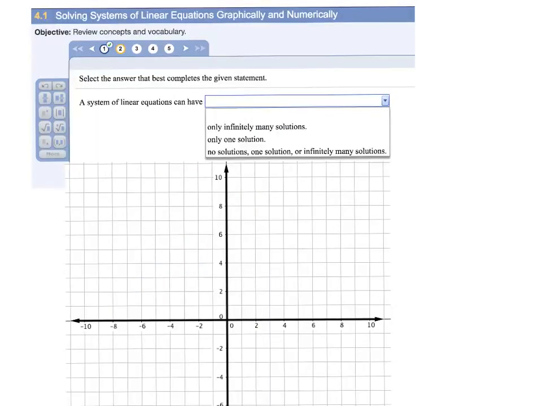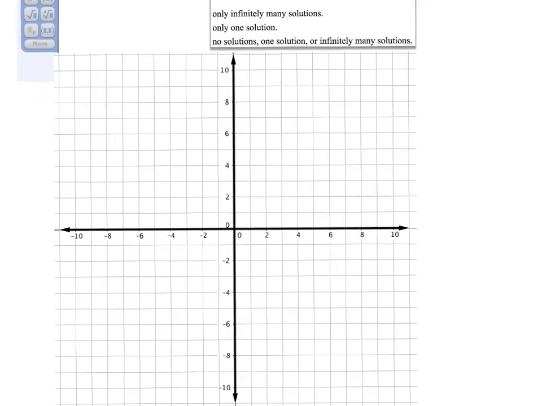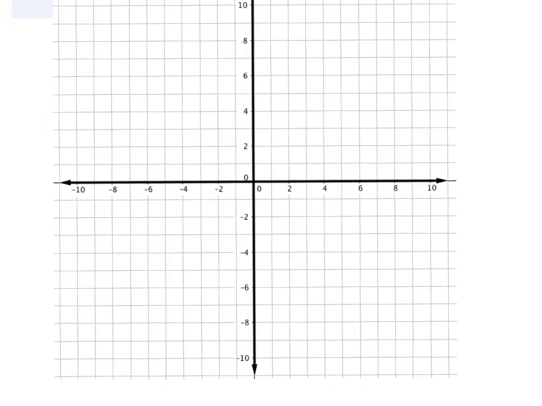But here's the cool thing. Those two lines we just talked about on the previous slide don't always have to intersect. You might have two lines, one going like this and another going like this. How many solutions do they have? They have one solution right there. There is your one solution.